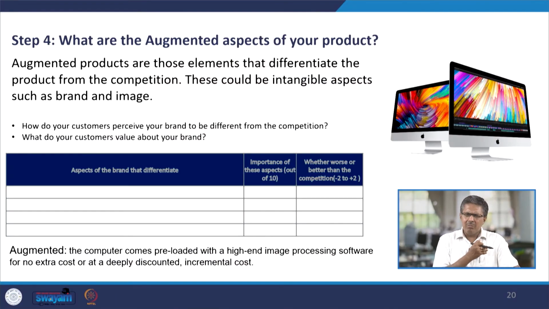Then comes the next level, and that is where I had said initially that this is the step where you can create a differentiation. So, you can be different from your competitors and maybe do better, because the first three steps are more or less basic requirements and customers expect at least this much. Augmented products are those elements that differentiate the product from the competition. These could be intangible, such as brand and image also.